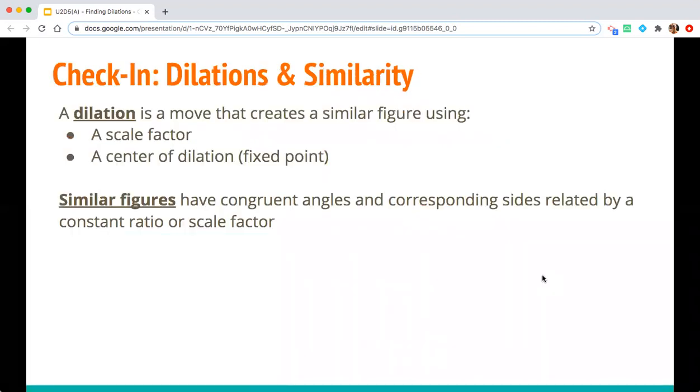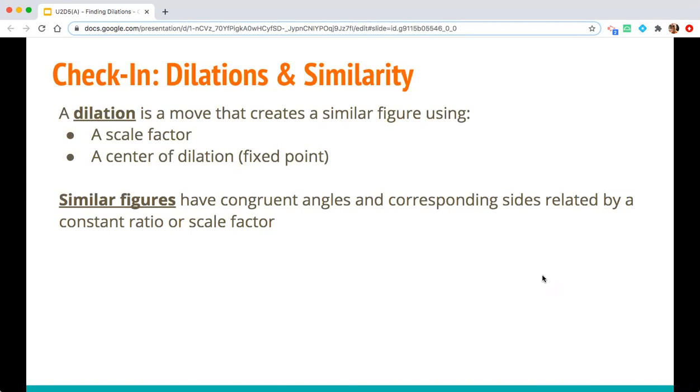So a quick check-in on some definitions. Of course, you can always access our Unit 2 word wall using the link in the Unit 2 folder if you need to review any of our terms. So we learned last week that a dilation is a move that creates a similar figure using a scale factor and a center of dilation, that fixed point that you're moving closer to or further away from.